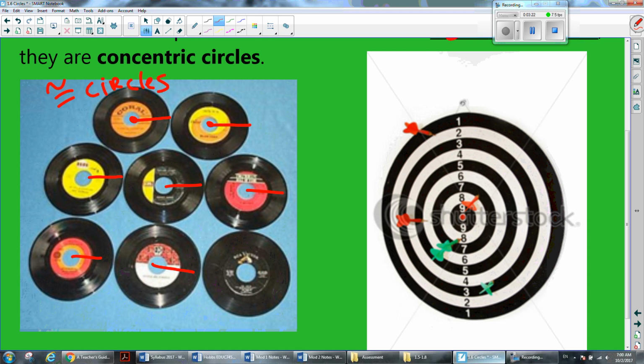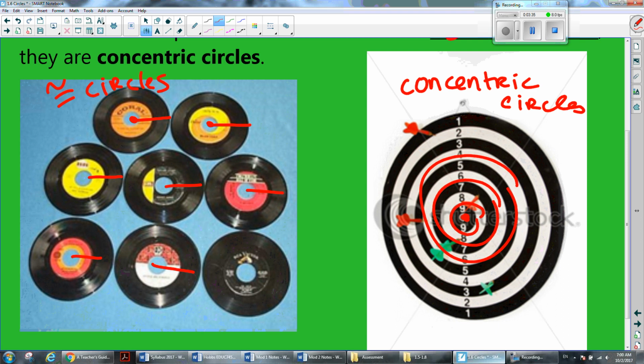Okay, a dartboard is a great example of concentric circles. Okay, here's our center, the bullseye. Each of these circles shares the same center. They're not the same size, but they are concentric.